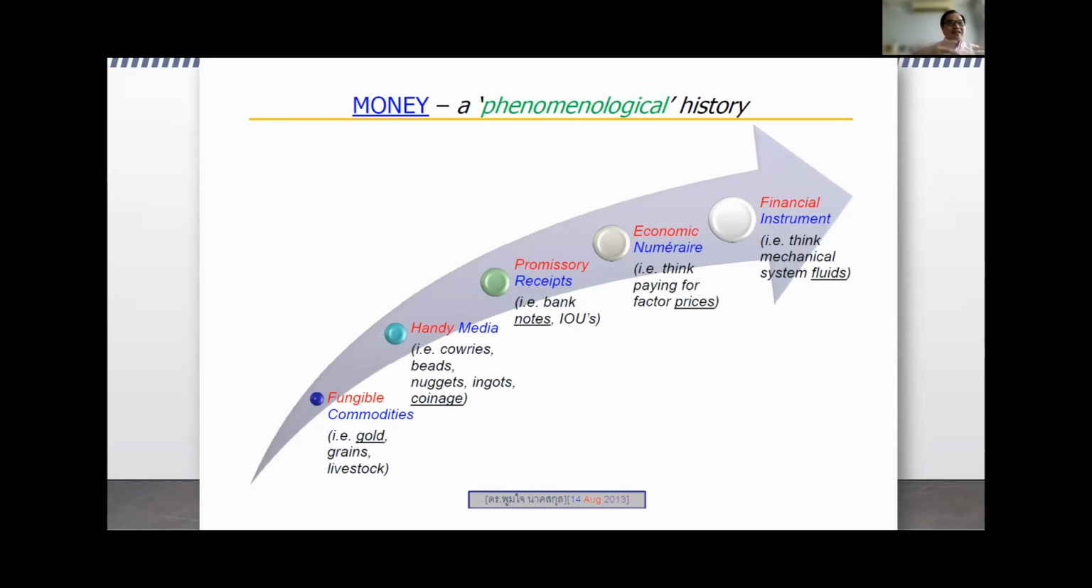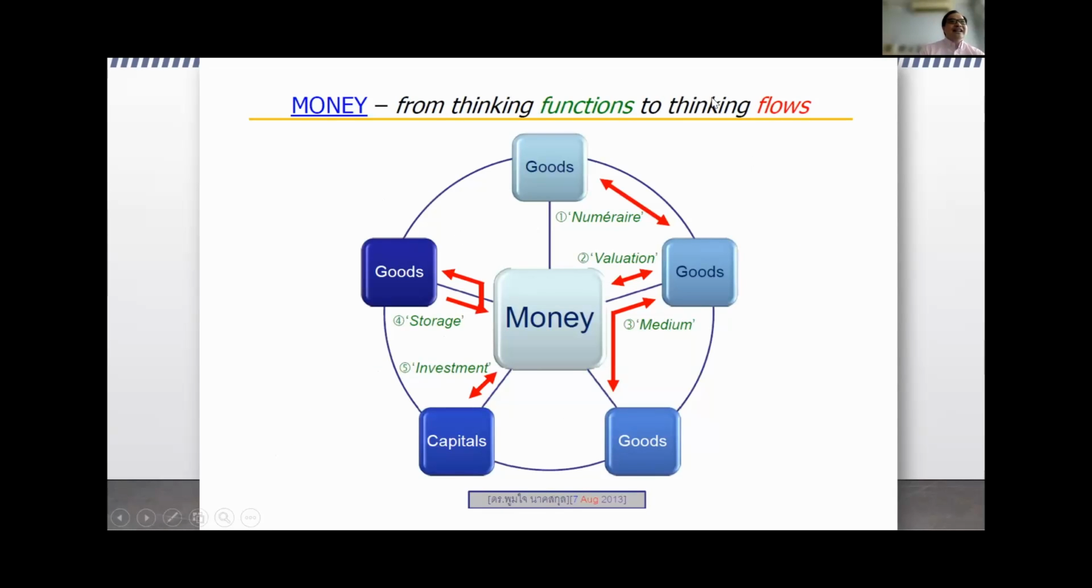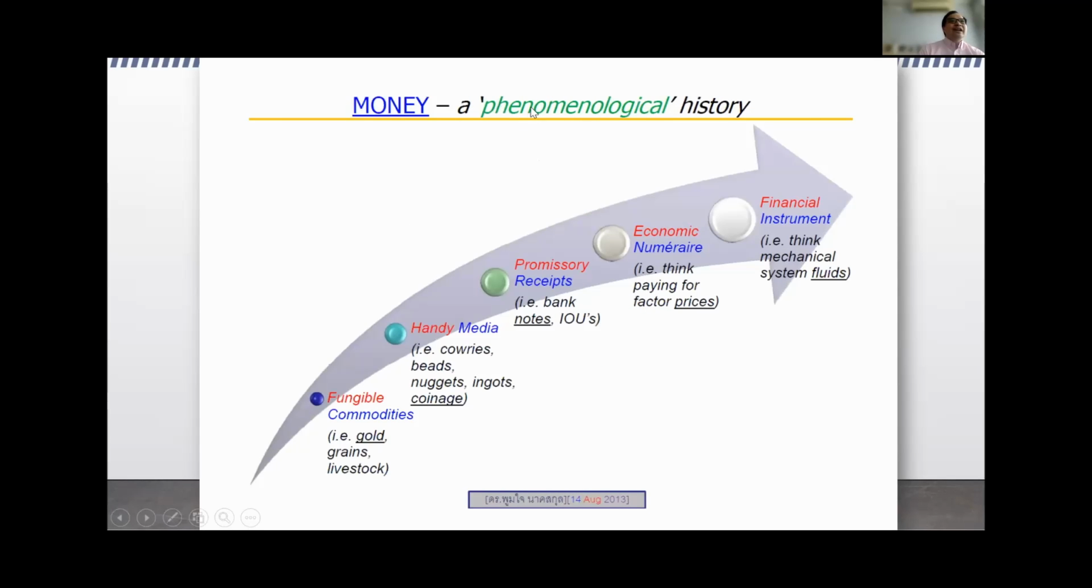Really, the cultural history of mankind and the historical account of what money does in a society kind of go together. So the first thing again is think of money as fungible commodities. Here we think about function, and this is the phenomenological history. In other words, what did money look like as a phenomenon throughout history?